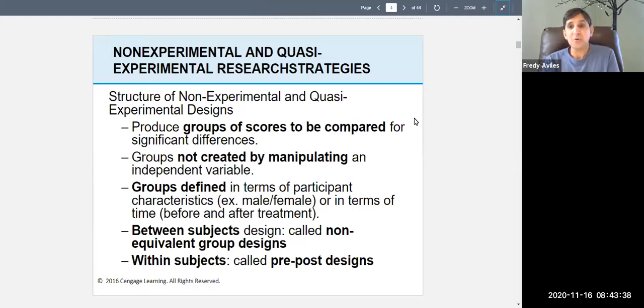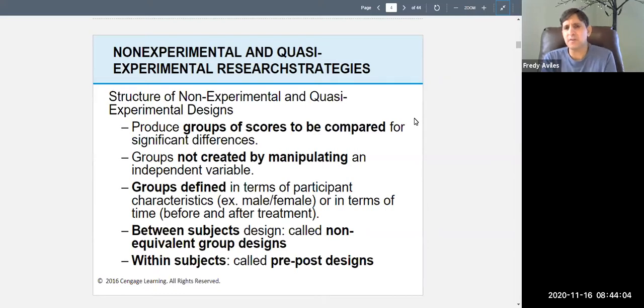But the groups are not created by manipulating an independent variable. You don't create these groups. It's not like you're going to say, okay, this group gets spanked and this group does not, right? You can't do that with spanking. You can't do that with abuse, physical abuse or sexual abuse. It's unethical, right? You don't create the groups. The groups already exist. The groups can be defined in terms of participant characteristics.